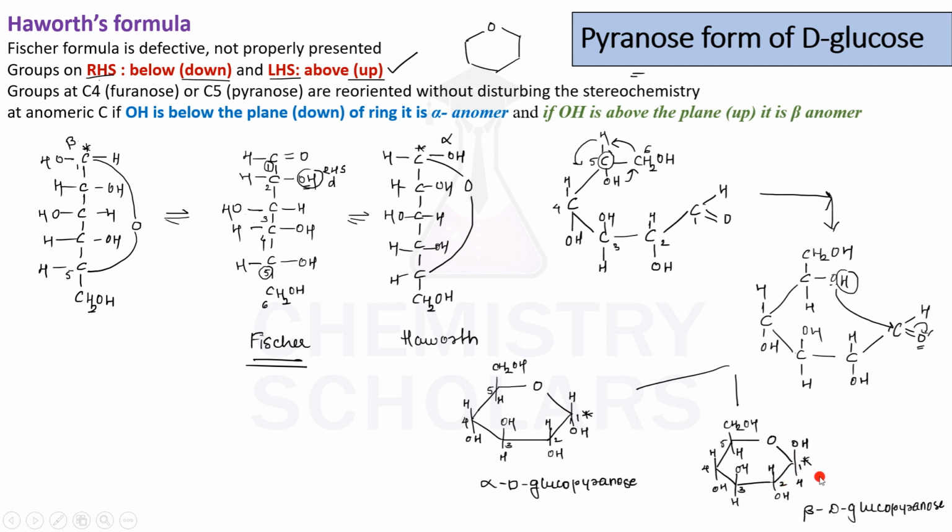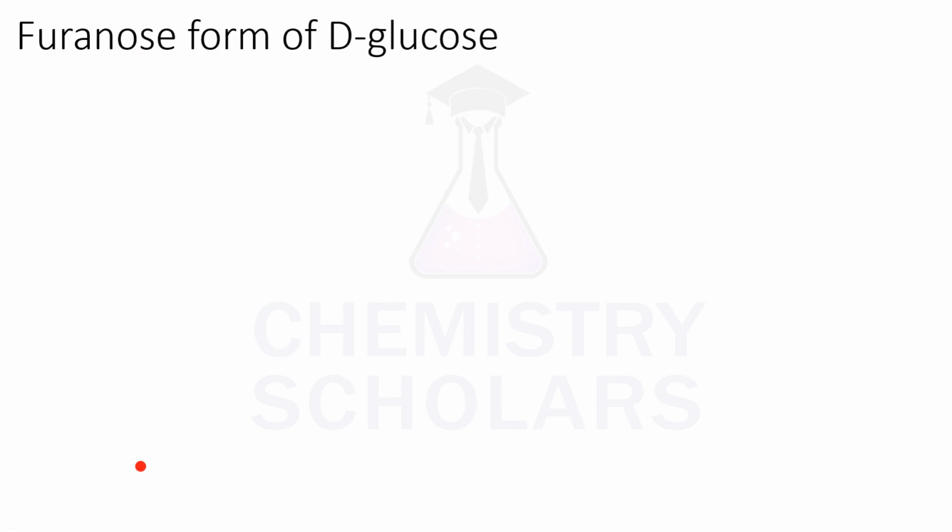So for the C1 carbon atom, when OH is up, we call it the beta anomer, and when OH on the C1 carbon atom is down, or below the plane of the ring, we call it what? Alpha anomer. This was the pyranose structure, and always remember for pyranose, that is the six-membered ring, the bond formation takes place between C1 and C5. And for the furanose structure, it will take place between C1 and C4 carbon atom. Okay, so let's go for the furanose formation of D-glucose.